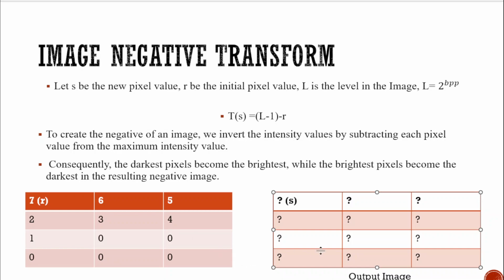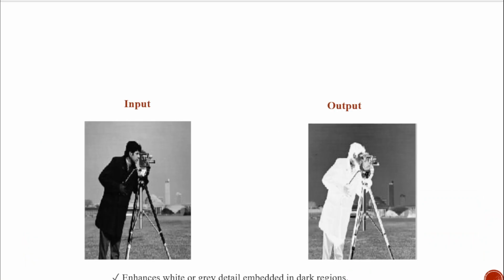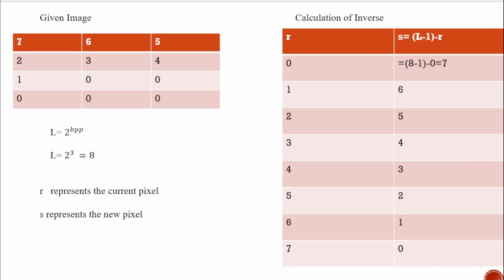We'll subtract the current pixel from that maximum value and we'll get the new pixel for the output image. So the output image size will be the same as the given image. I'll show you an example. After performing it in MATLAB, this is how the image will look. Let's say this is the input image. After I perform a negative transformation on this image using the above formula, this is the output that I am going to get. So what does this transform do? It enhances white or gray detail embedded in the darker regions. This is the purpose of this transform.